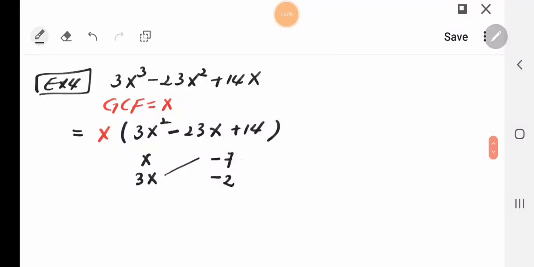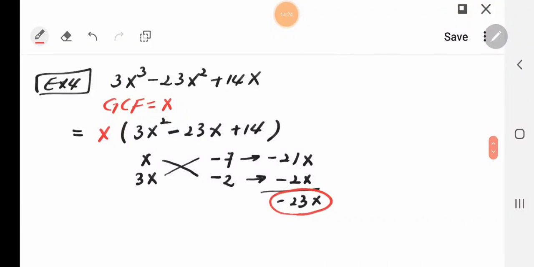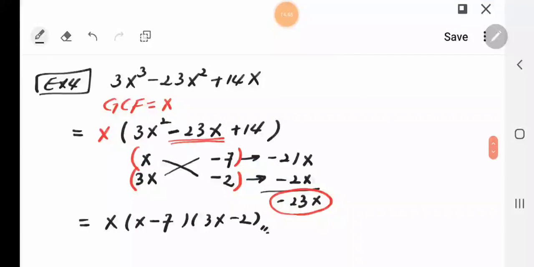Then this cross multiply is negative 21x. This cross multiply is negative 2x. So that the sum is negative 23x. Bingo. Found the match. So negative 23x is the same as the second term. So this will be the product of the expression in the first line and the expression in the second line. So don't forget this common factor x. So x times x minus 7, 3x minus 2. Done.